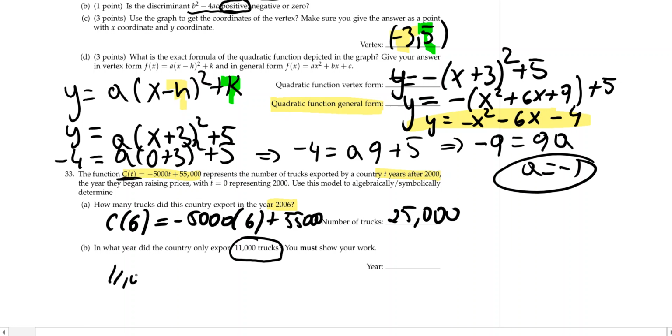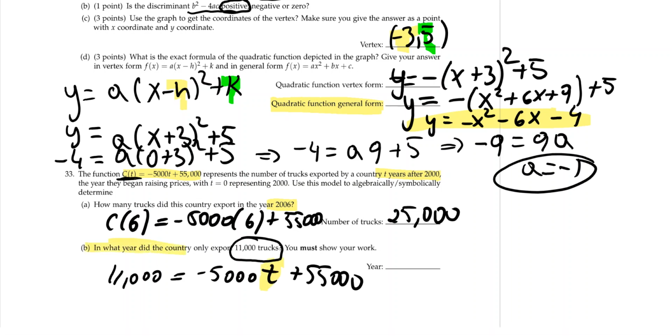So 11,000 equals -5,000 times t plus 55,000. So now I gotta solve for t, because it says in what year. So I need to solve for t. To solve for t, I subtract the 55,000, and then I'm gonna divide by -5,000.